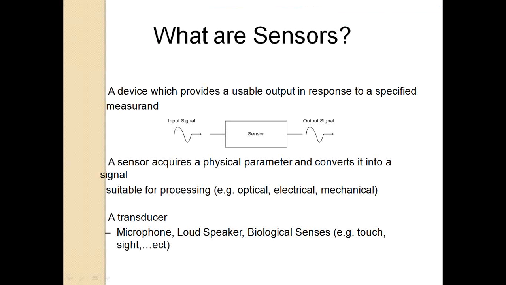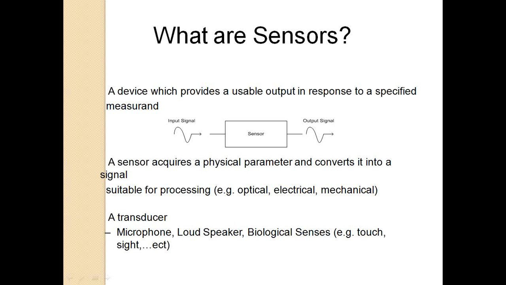First, what is a sensor? A sensor is a device which provides a usable output in response to a specified measurement. For example, if I want to measure any physical quantity, such as a voltage, a current or a temperature, I need a device which can convert my physical quantity data into a readable format, like a voltage or a current. So I need a device which will do this operation, and so I go for a sensor.